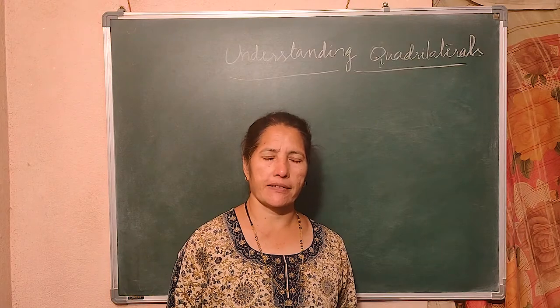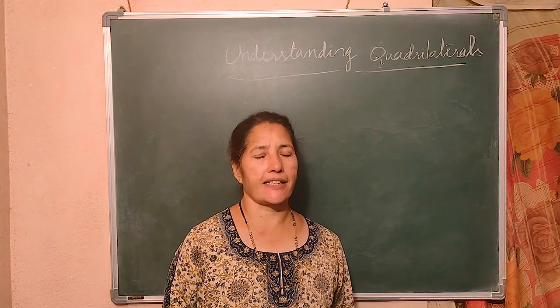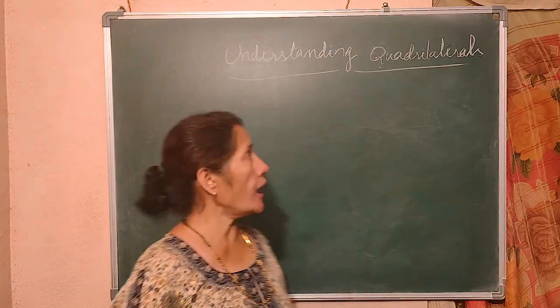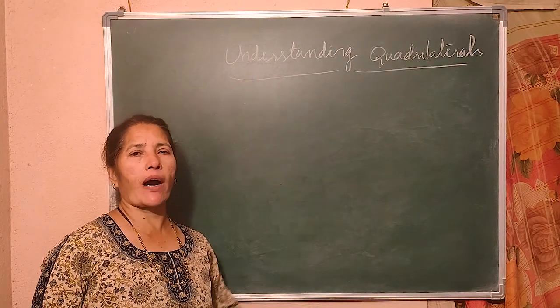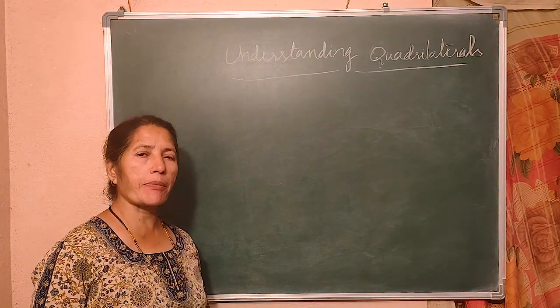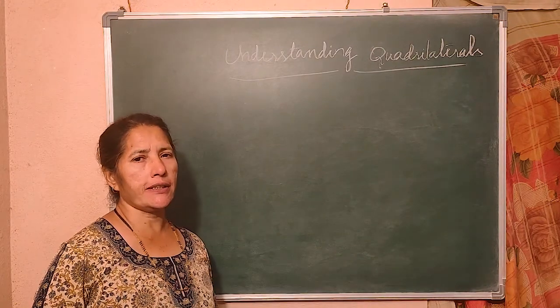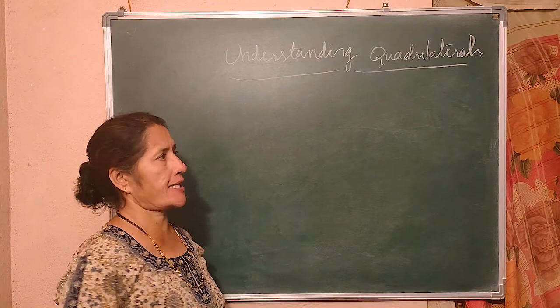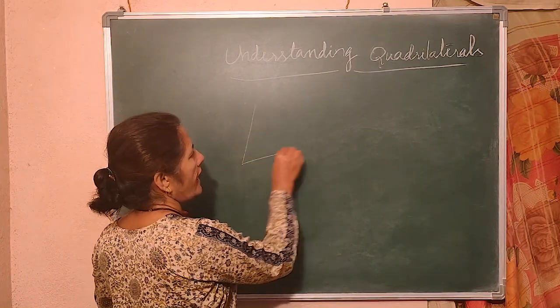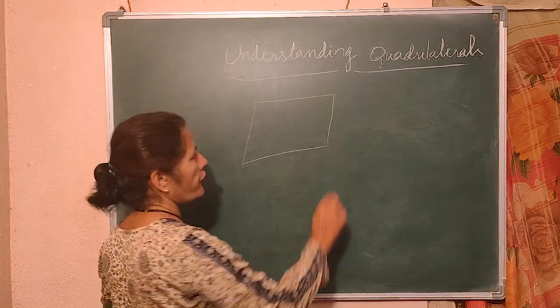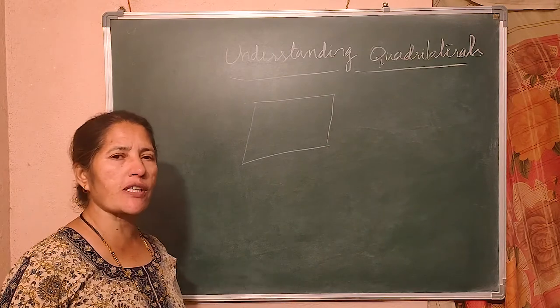Hello everyone. Let us start a new chapter called Understanding Quadrilaterals. What is the meaning of quadrilateral? A closed figure having four sides is called a quadrilateral. A closed figure. What is the meaning of closed figure?